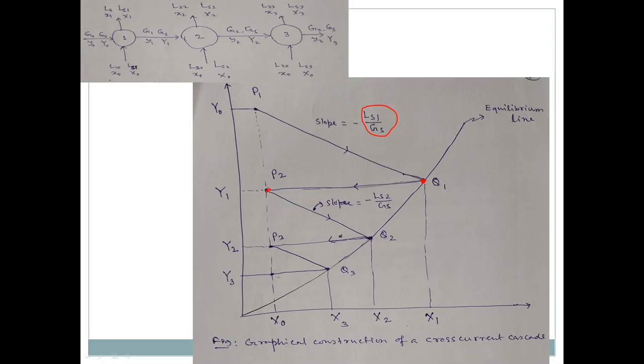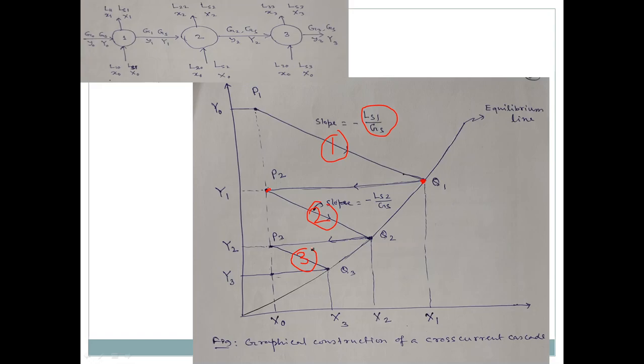In this way, with a number of stages, you can bring the concentration down from Y0. In a single stage you can come only up to this point, but I cannot come below this because it has reached the equilibrium. This is the operating line for stage 1, this is the operating line for stage 2, and this is the operating line for stage 3. So this is the cross current, isn't it? This is very easy.